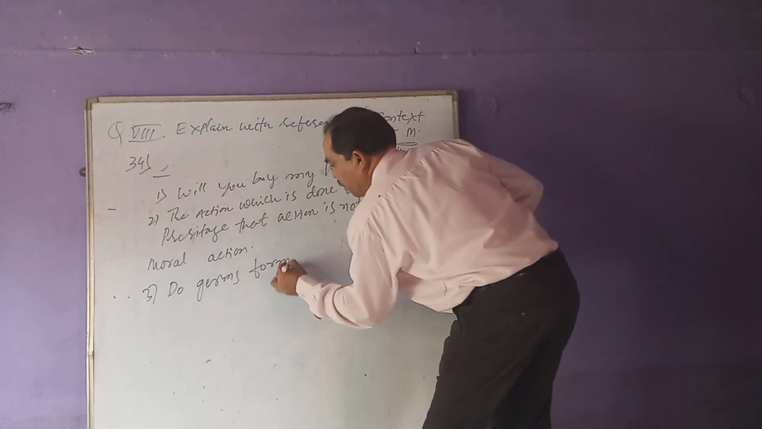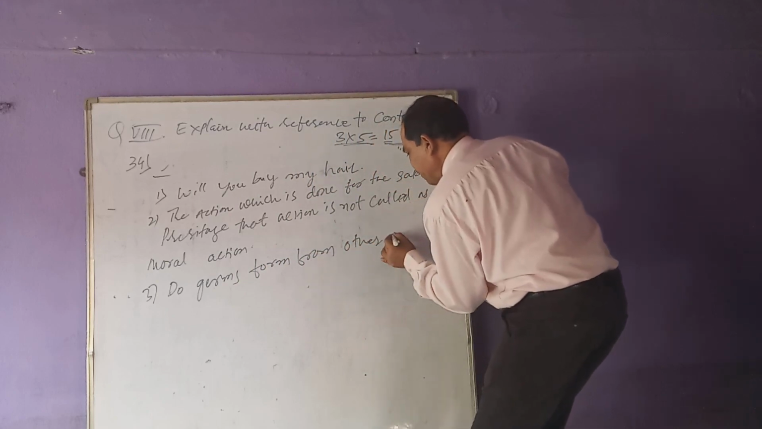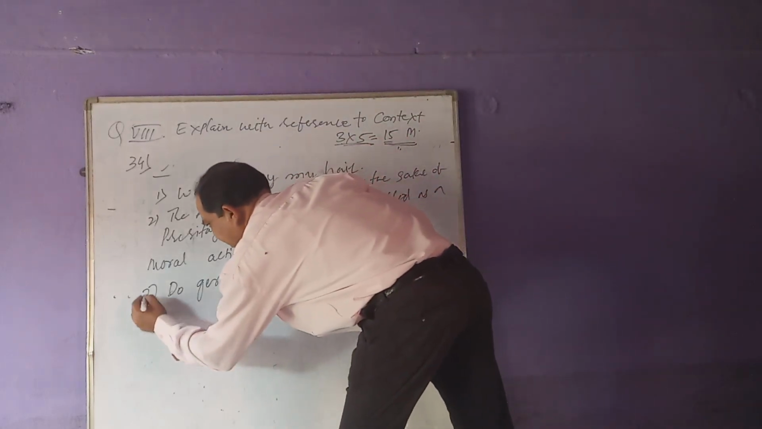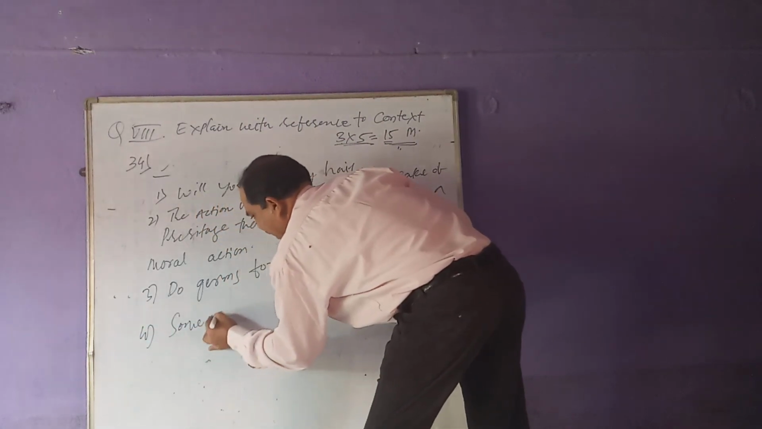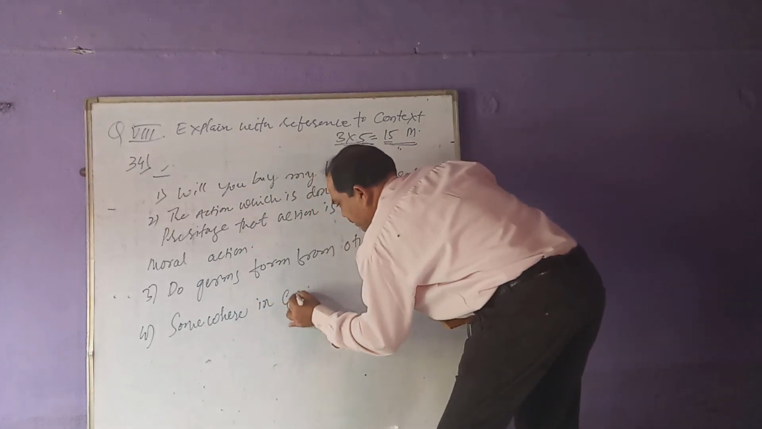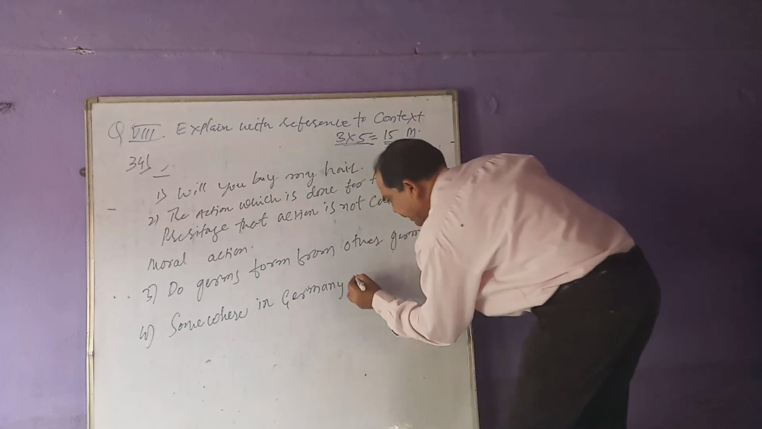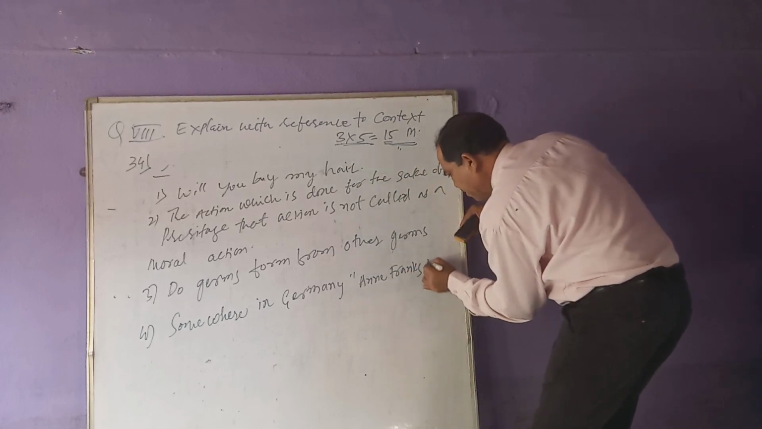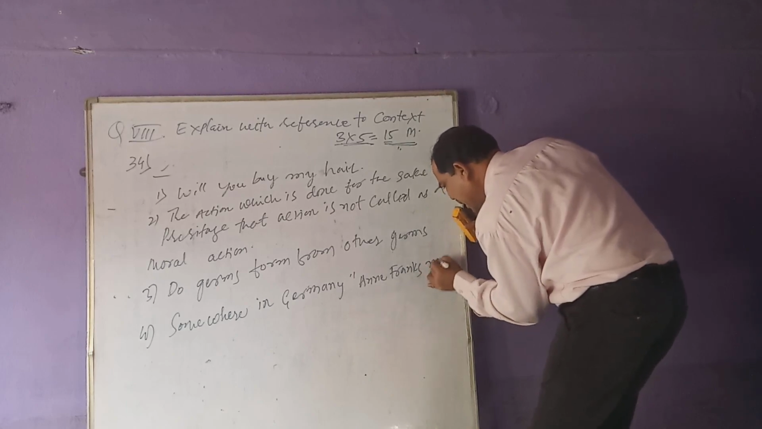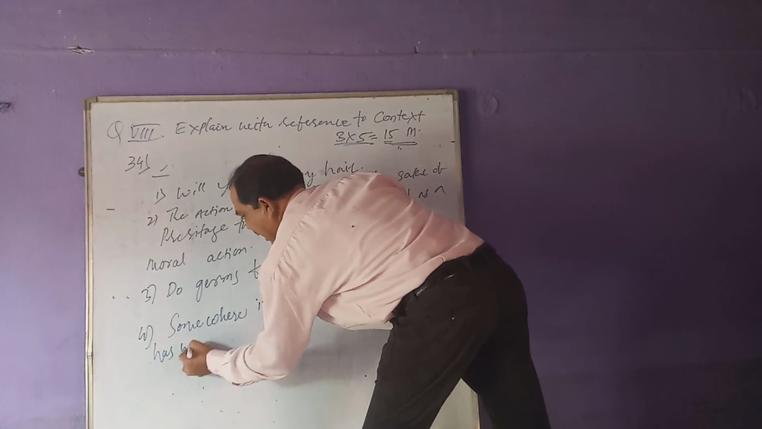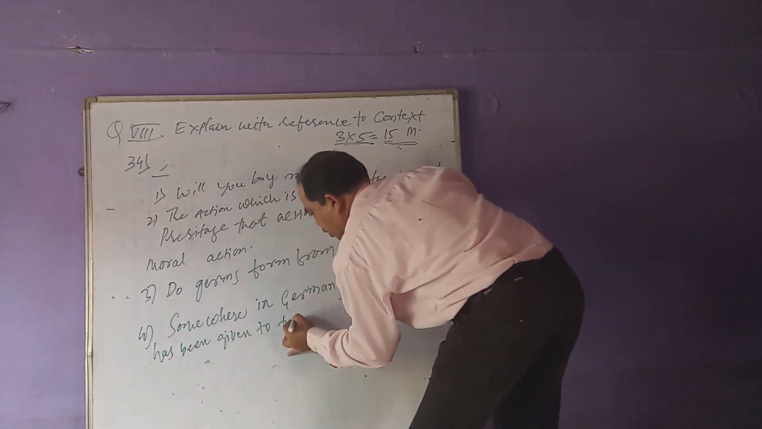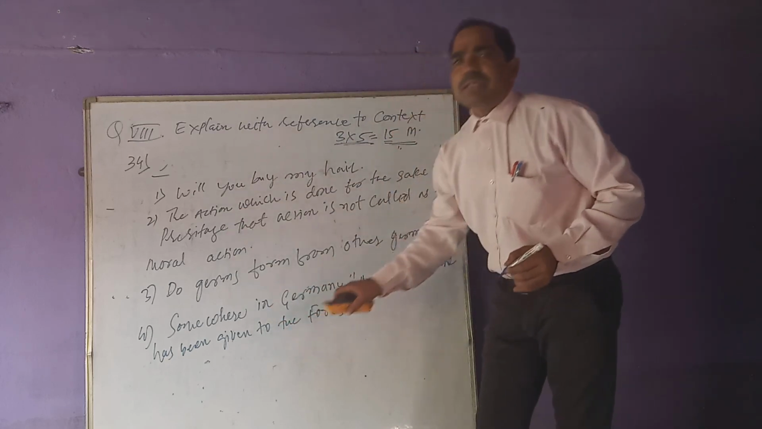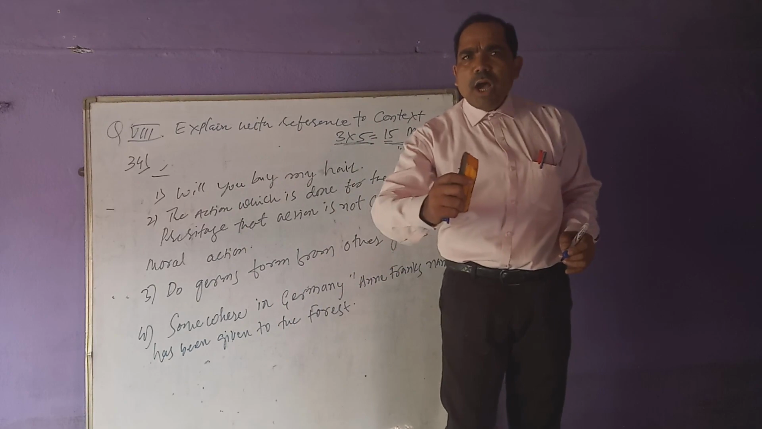In the same way, third one: do germs form from other germs? Or somewhere in Italy or somewhere in Germany, Anne Frank's name has been given to the forest. Or there are so many such types of dialogues supposed to be asked. Then what you have to do? You have to find it out.